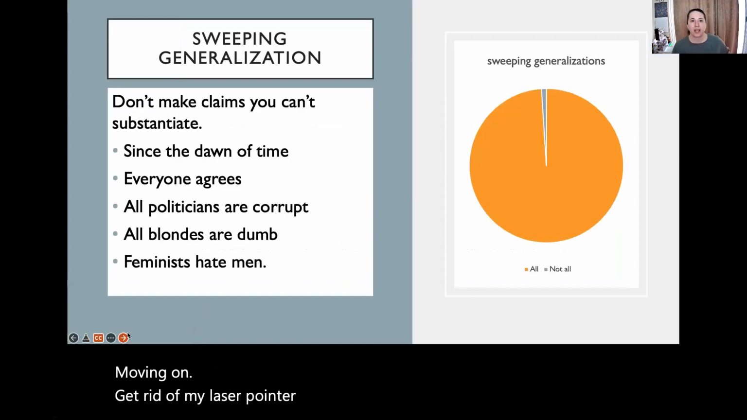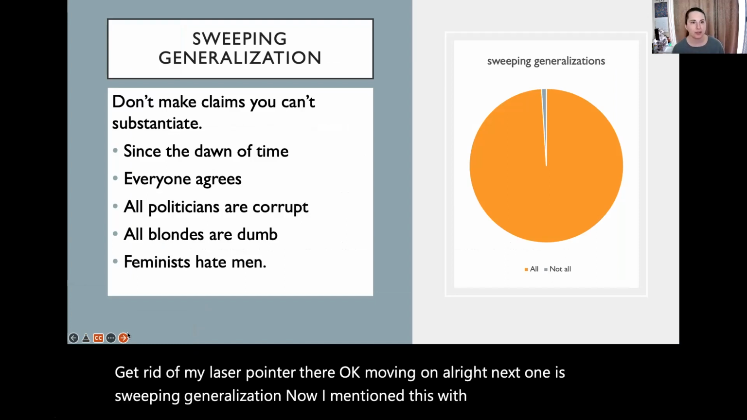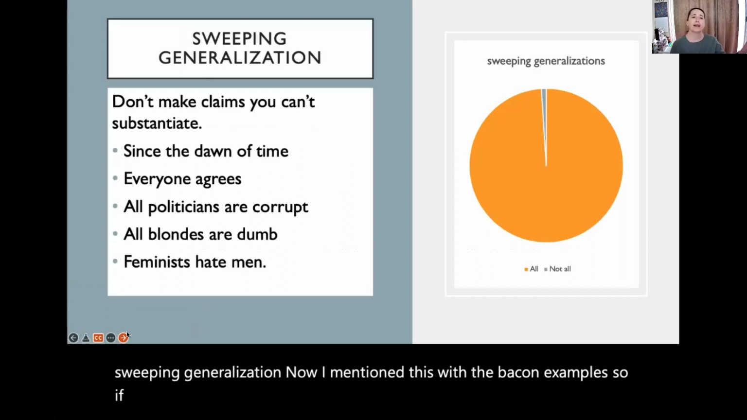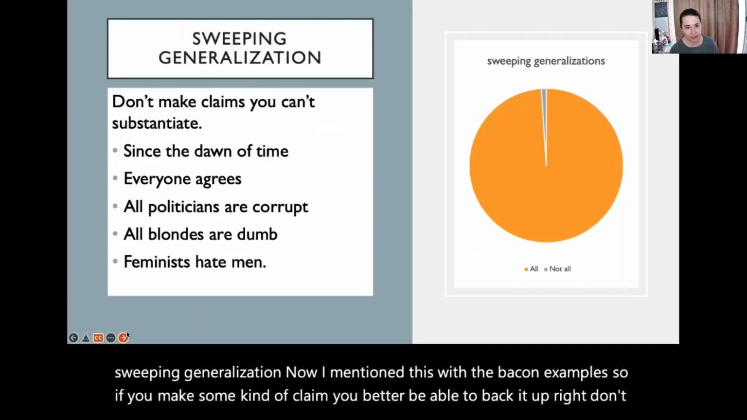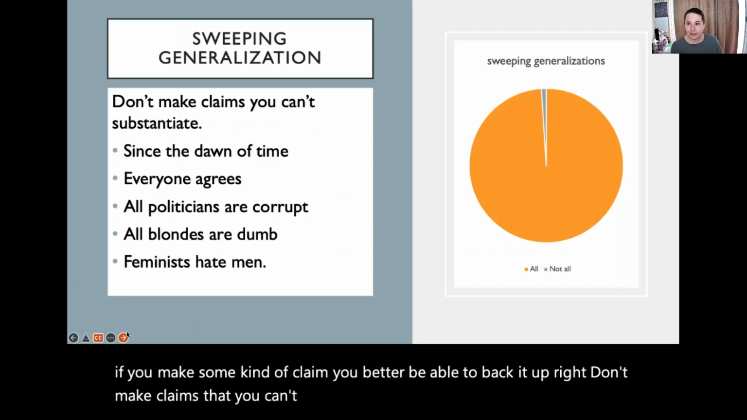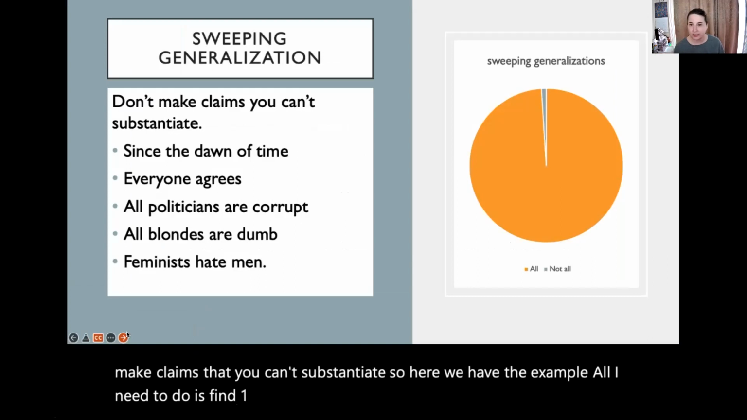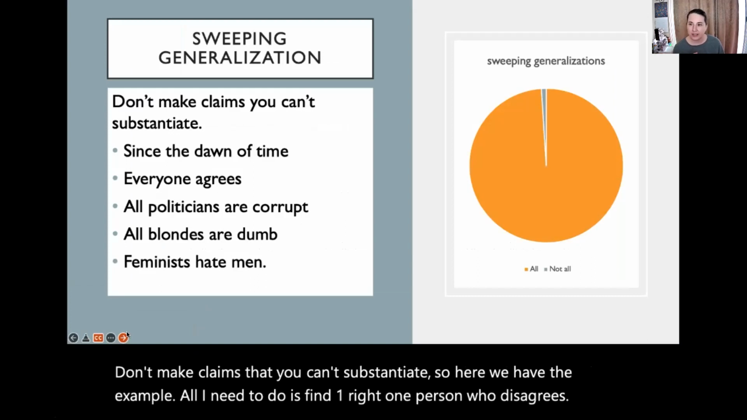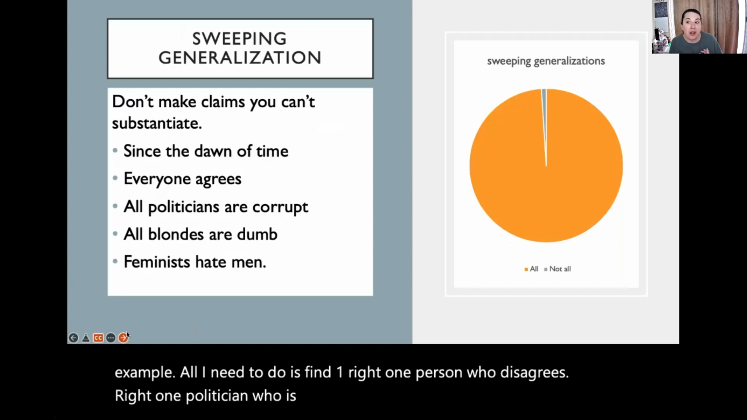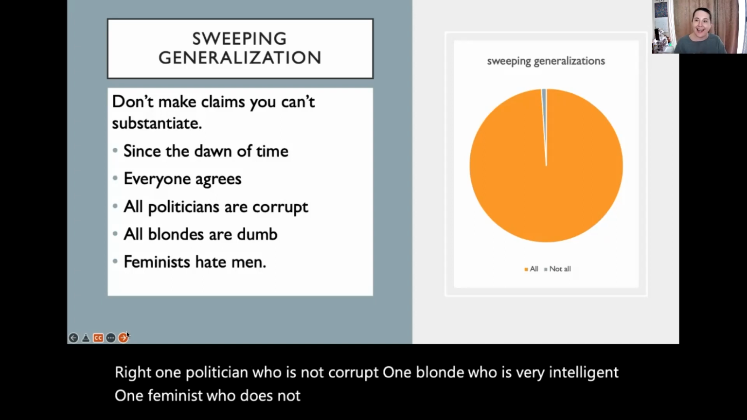All right, next one is sweeping generalization. Now I mentioned this with the bacon example. If you make some kind of claim, you better be able to back it up, right? Don't make claims that you can't substantiate. Here, all I need to do is find one person who disagrees, right? One politician who is not corrupt, one blonde who is very intelligent, one feminist who does not hate men. And then your statement is incorrect.